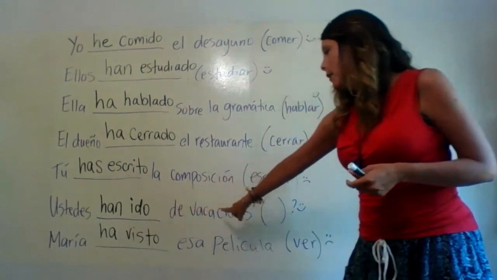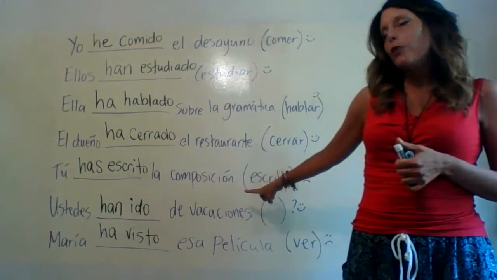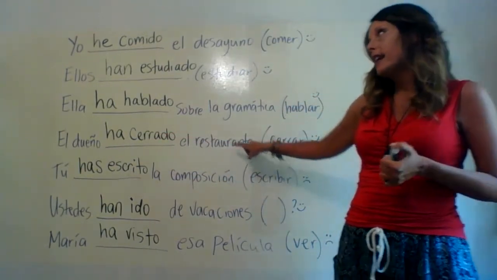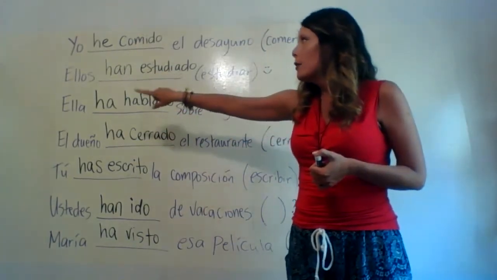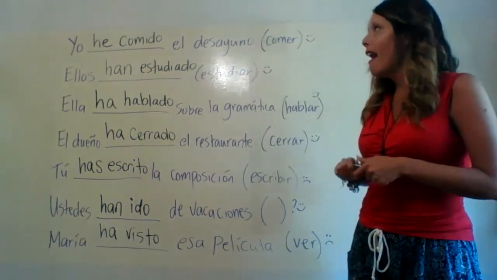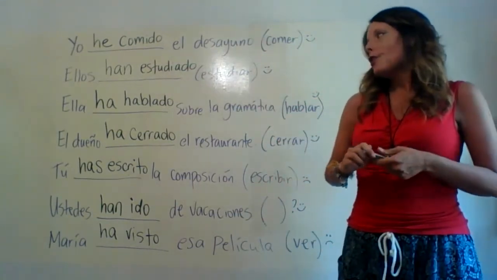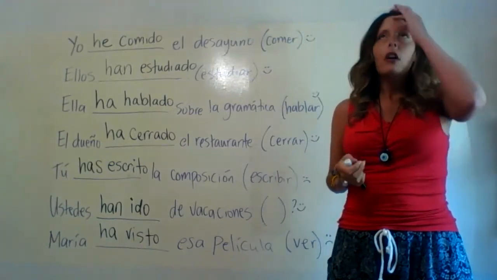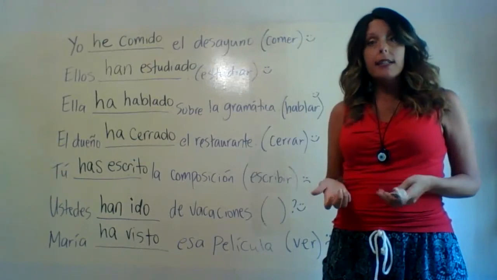Ustedes han ido de vacaciones. Tú has escrito la composición. El dueño ha cerrado el restaurante. Ella ha hablado sobre la gramática. Ellos han estudiado, whatever. They have studied. And yo he comido el desayuno. So these are some examples of both regular and irregular participles, and this is the present perfect.